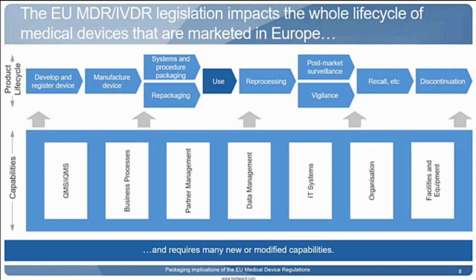And the new regulations are going to impact every single stage of that product life cycle with newer revised requirements that companies will have to meet. On the lower half of the slide, you can see a series of capabilities. These are things that companies need to have in place to be able to undertake the activities on the upper half of the slide. And again, these capabilities are going to need to be enhanced or developed, or in some cases, new capabilities introduced that companies don't already have. So many things will change within companies for them to be able to comply with the new regulations.